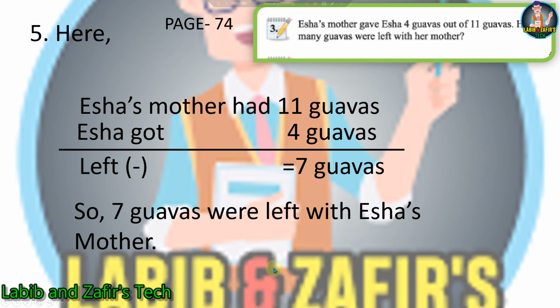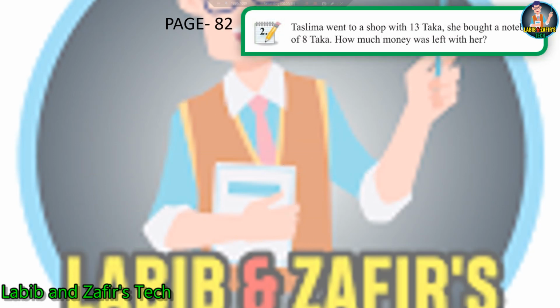So students, this is our 5th word problem. Now let's go to our next word problem. Now this is our next word problem from page 82. Taslima went to a shop with 13 taka. She bought a notebook of 8 taka. How much money was left with her? So students, we can see this is a new type of word problem. This is related with money. So let's see the solution.